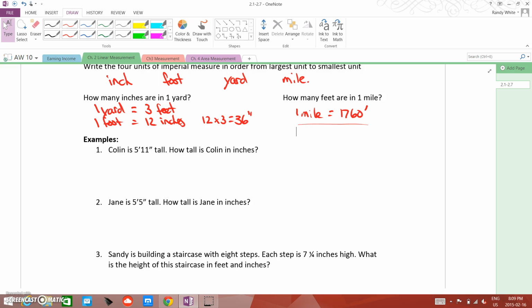Colin is 5 feet 11 inches tall. How tall is Colin in inches? Well, he's 5 feet, and there are 12 inches in 1 foot. So if we multiply that by 5 feet, that's going to give us 60 inches. Plus, he has 11 inches already, so we're going to add that. So Colin is going to be 71 inches tall.